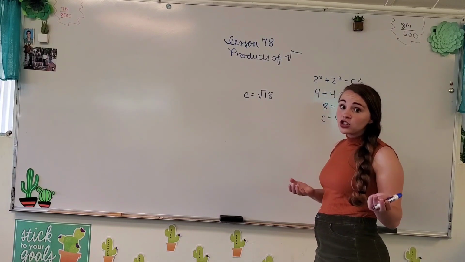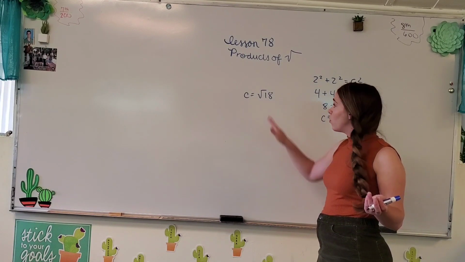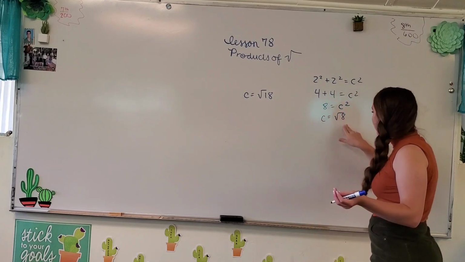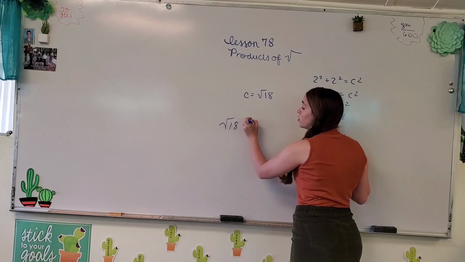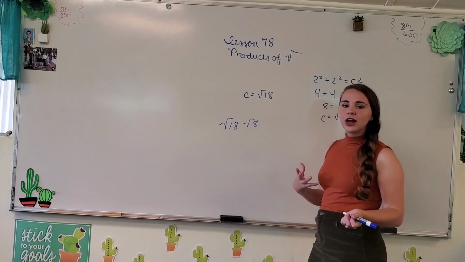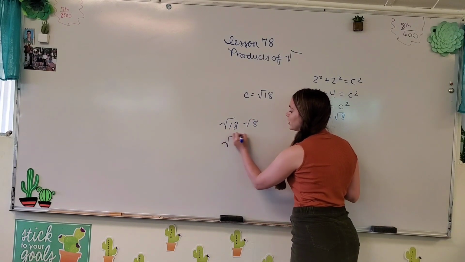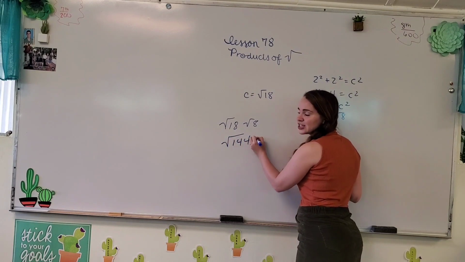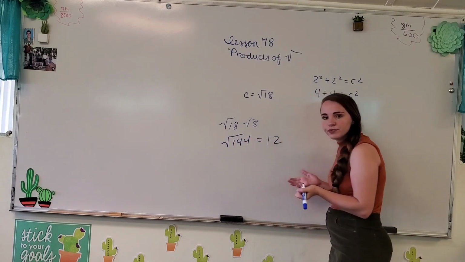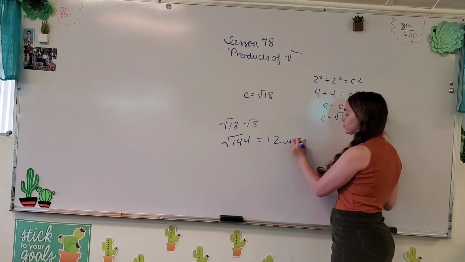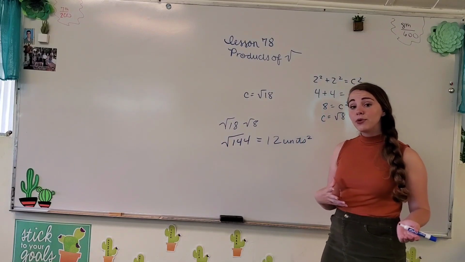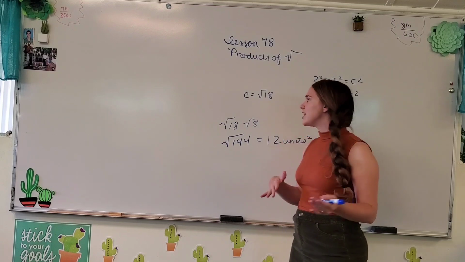Now, they actually want area, length times width. One side is square root of 18, one side is square root of 8. So multiply them. And if you do 18 times 8 on your calculator, you get 144, which is very convenient because we know that square root is 12. So it ends up being 12 units squared as the area. So that's example A, or example 1. That's how they did it.